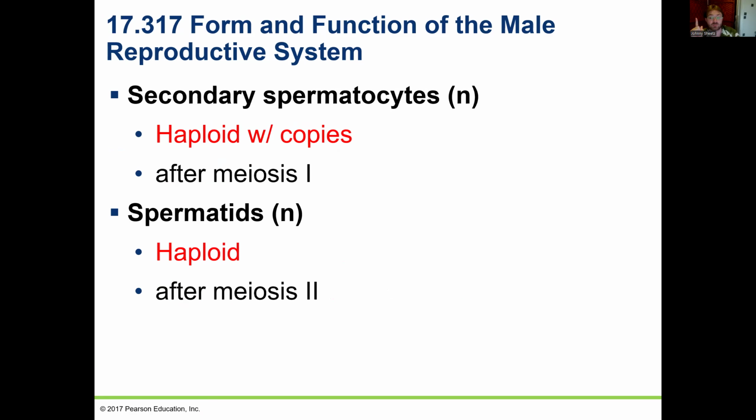Now we look here at our secondary spermatocyte. This is going to be the product of meiosis 1. It's going to be a haploid cell, and this is going to occur after meiosis 1. After meiosis 2, the spermatids, which is what we're going to call them, are going to be formed. Spermatids are going to be haploid, and they're formed after meiosis 2.